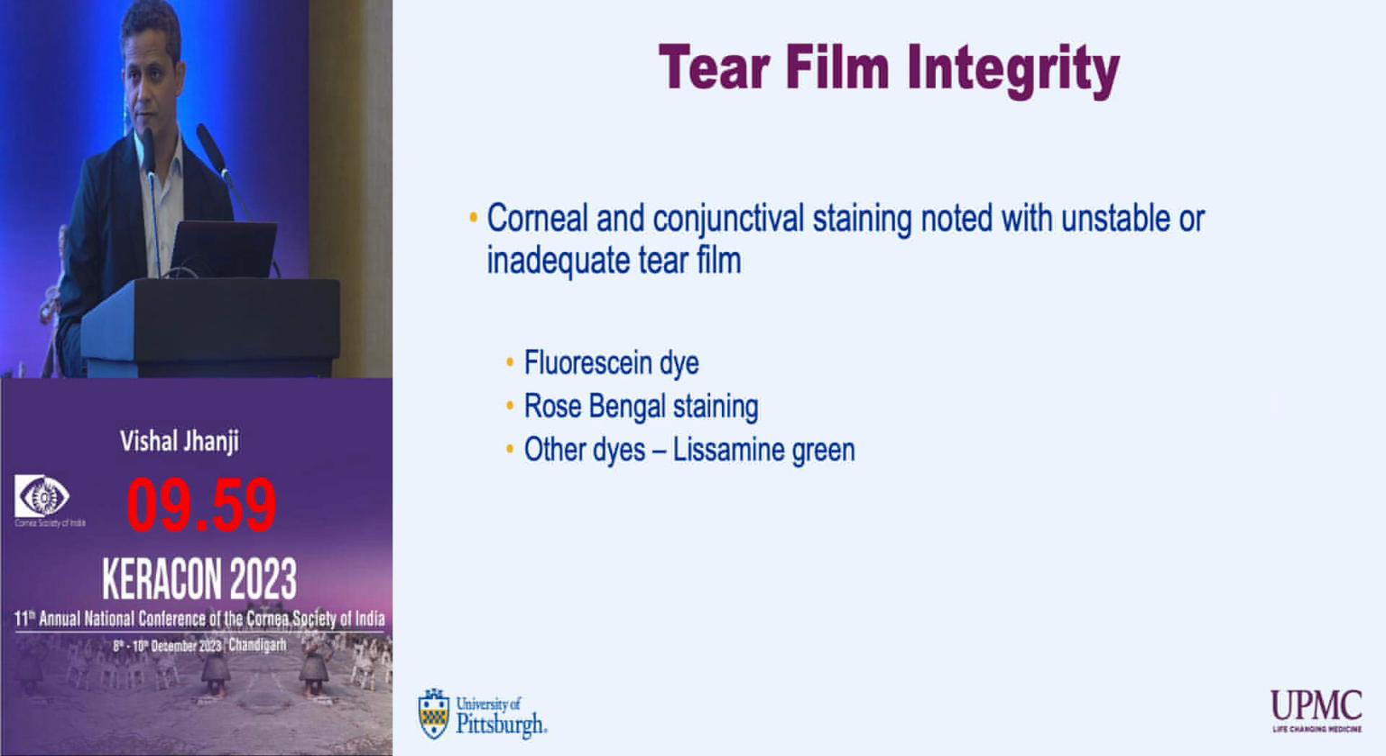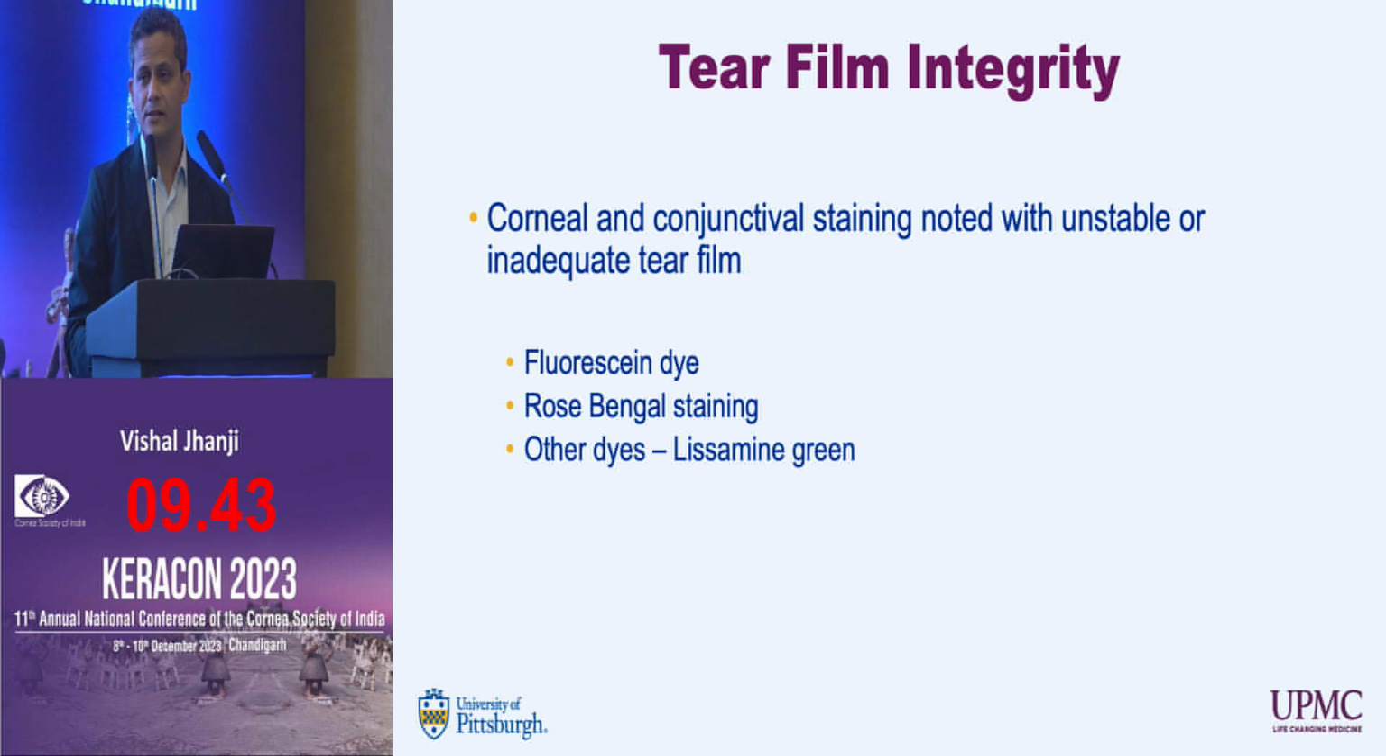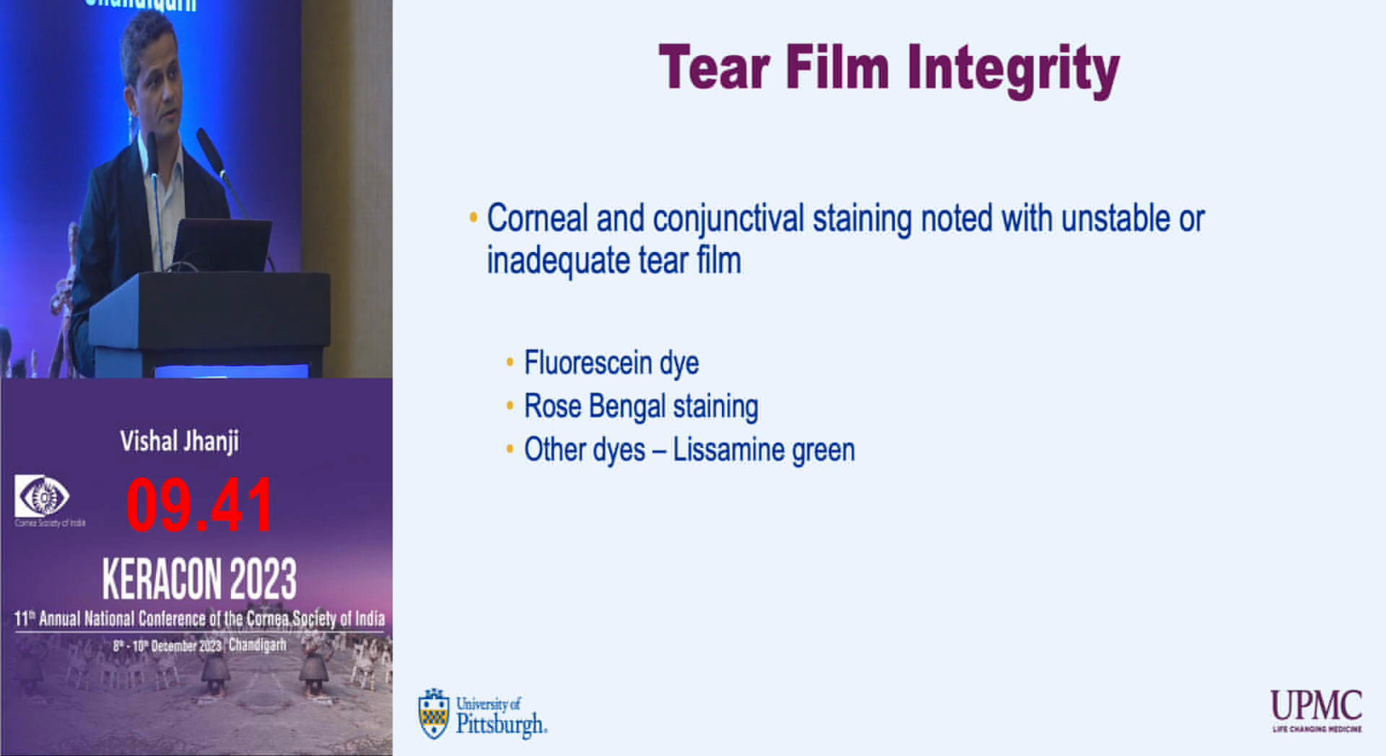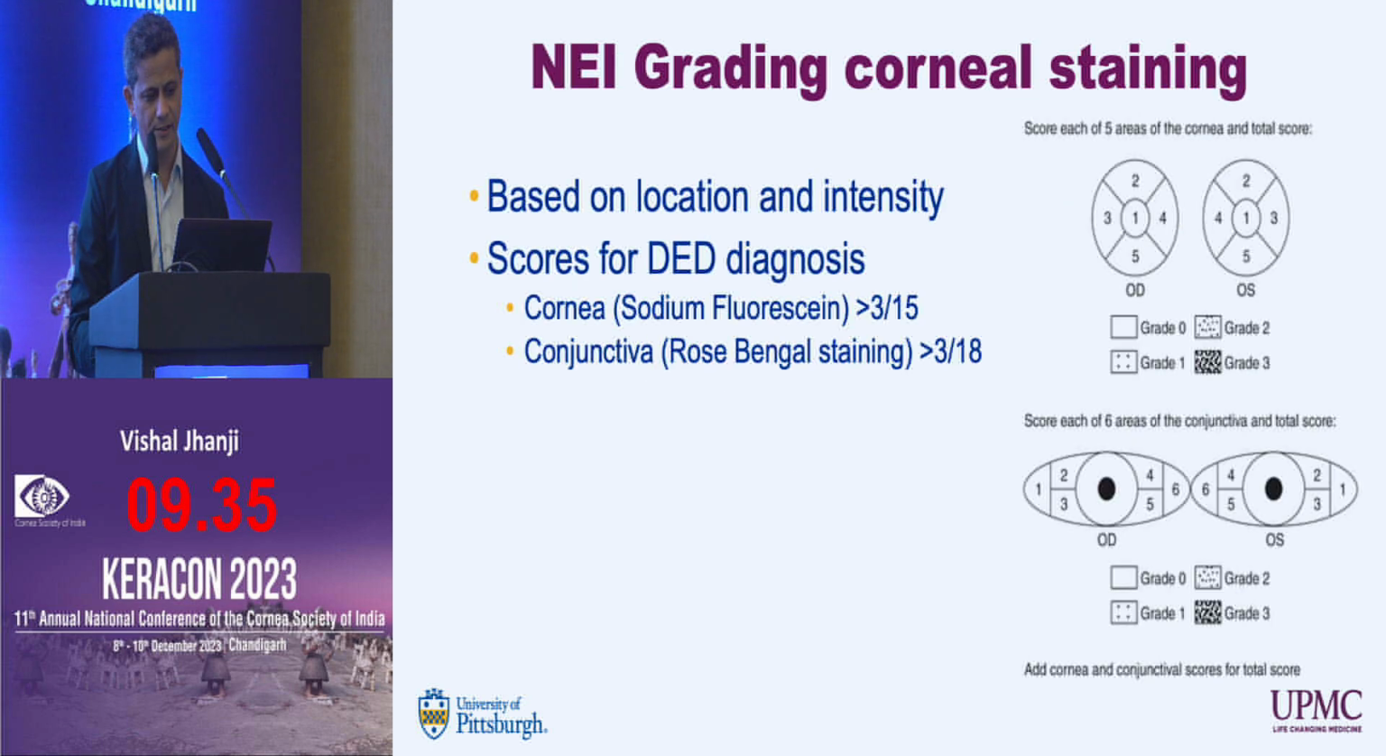You can measure the tear film integrity simply by looking at the staining patterns of the cornea and conjunctiva using fluorescein dye, which is the most commonly used dye in clinical practice. You can use rose bengal and lissamine green as well. If you're in a practice which has a lot of patients with severe dry eye, Sjogren syndrome, graft versus host disease, you should have access to rose bengal and lissamine green as well. One of the most commonly and easily available and free tools is the NEI grading. We have incorporated this in the electronic health record as well. It's not difficult to incorporate that.